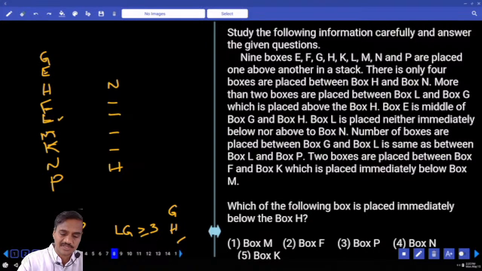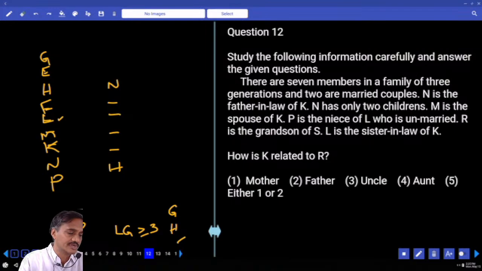8 to 11 are the 4 questions given under this one. Write down this: 8 to 11. Then next one, coming to question number 12.